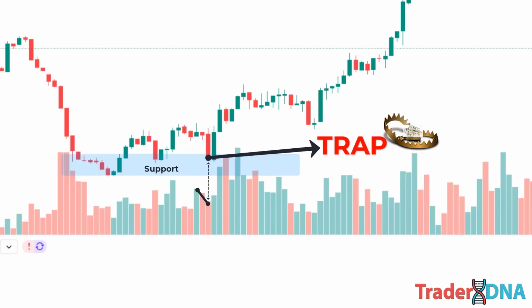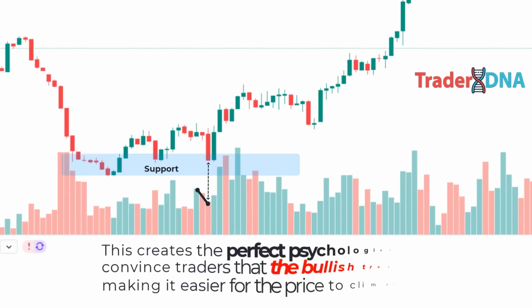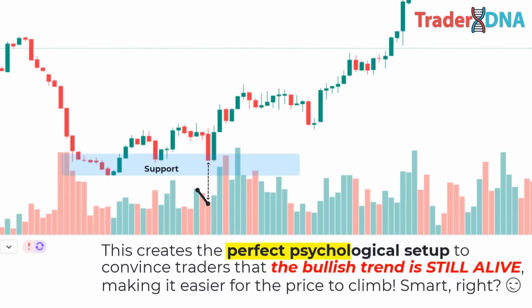Sometimes it's just a short-term trick to drive the price down quickly, hit that support, and then boom, send it flying back up. Why? Because this creates the perfect psychological setup to convince traders that the bullish trend is still alive, making it easier for the price to climb. Smart, right? And what happens next?